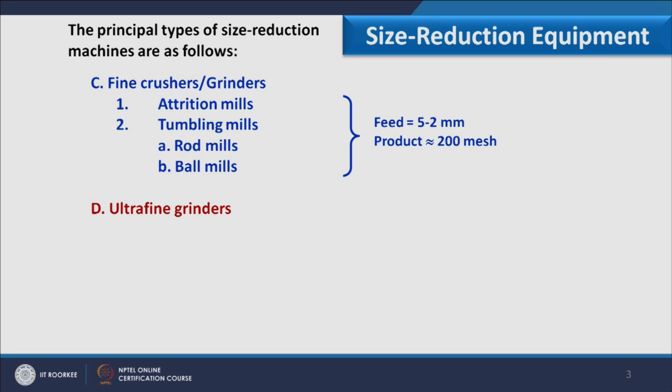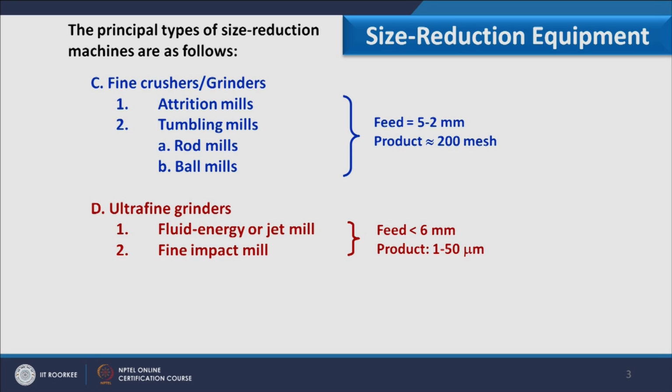In category D we have ultra fine grinders. In these grinders the first is fluid energy or jet mill, and second we have fine impact mill. In this category the feed is usually accepted lesser than 6 mm size, and the product which comes out from these grinders has size 1 to 50 micrometer.